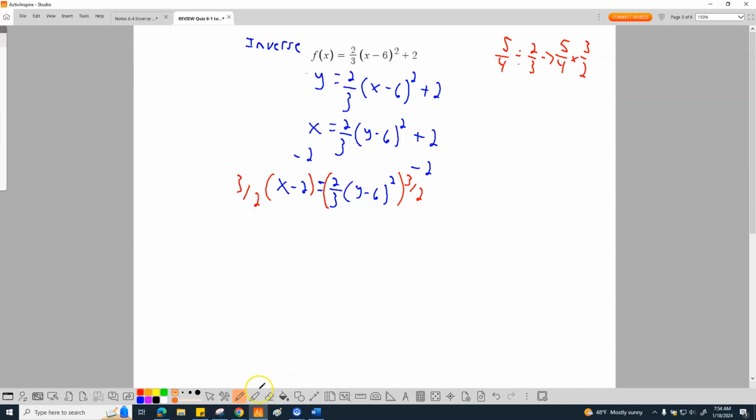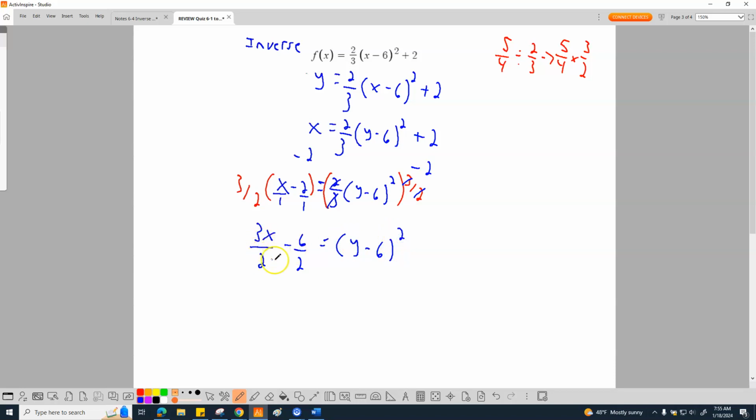And then when you do that, this is what you're going to end up with. Here we go. 3/2 times x gives you 3x over 2. 3/2 times negative 2 gives you negative 6 over 2. And if you're wondering how to do that, y'all, I have put a denominator on the bottom, and you multiply the numerators and the denominators together. And then the 2/3, this all crosses out with each other. And you're just left with y minus 6 squared.